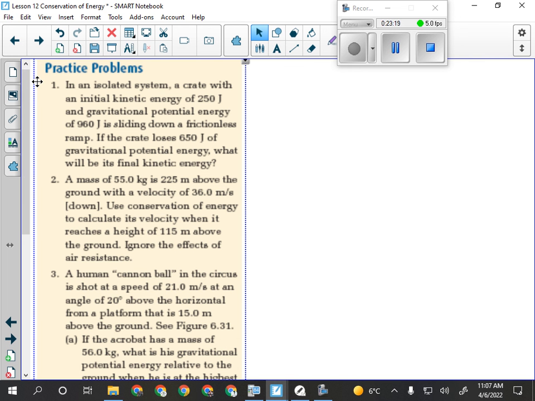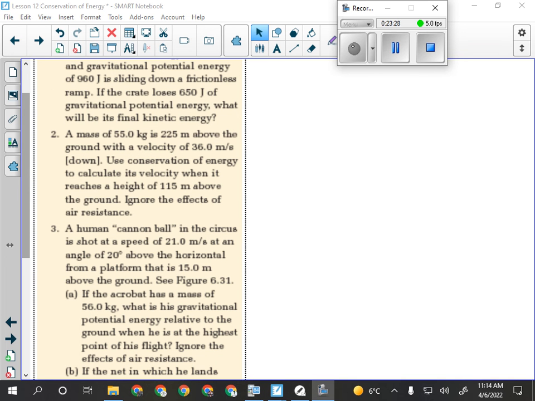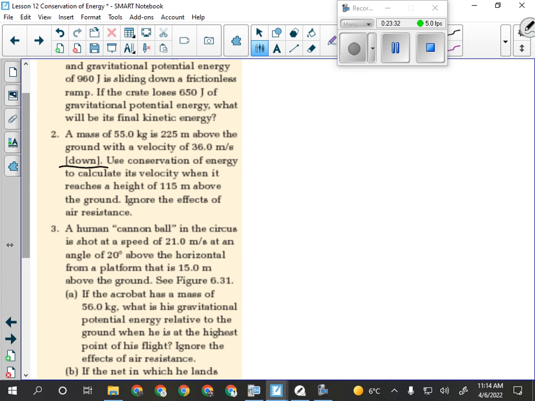Try 1 and 2, okay, for right now. And then we'll look at number 3, which combines projectile motion with conservation of energy. Okay, so they've got down in the question, do they need that? Completely unnecessary. They're just indicating that this is something falling, instead of moving horizontally as well as falling, but it isn't important to the question because everything is scalar. We don't need vectors, okay?